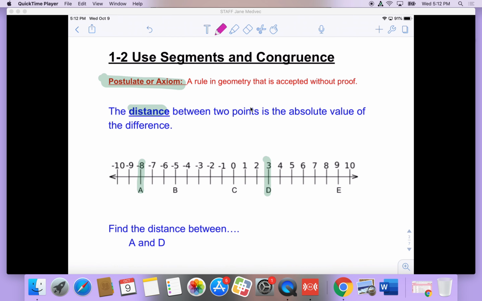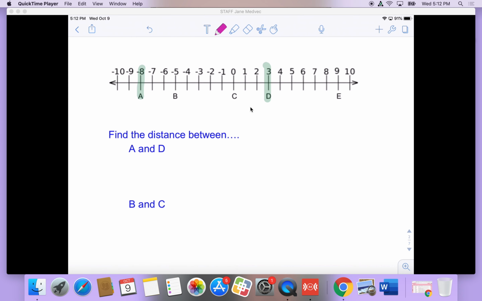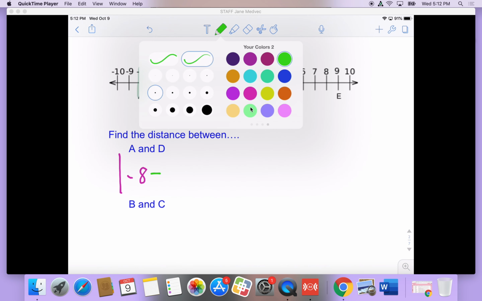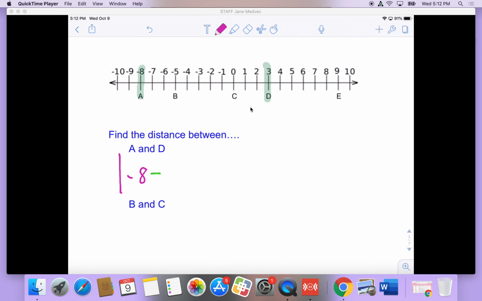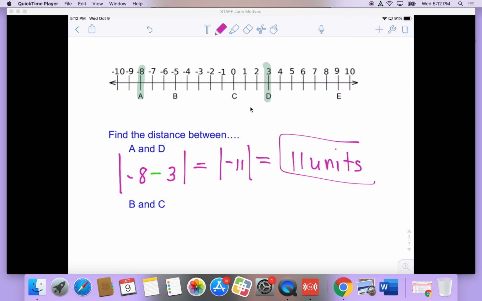So an example of how you're going to do this in your notes is you're going to take the absolute value. So nice, tall, straight line, the first part of the absolute value. I'm going to take A, which is -8. And then I'm going to put a subtraction sign between it because it's the difference of the two. And then I'm going to take the other number, which is 3, and close it with the absolute value. And then I'm going to keep going and do the absolute value of -8 minus 3, which is -11. And then I'm going to follow it through. So it's 11 units. And that's how you're going to show the work on these problems.